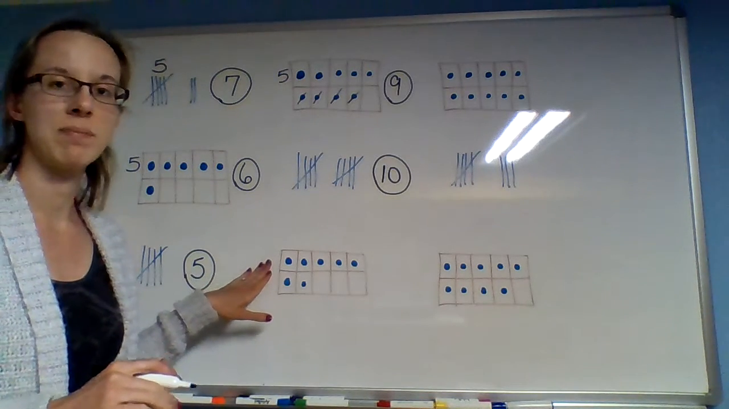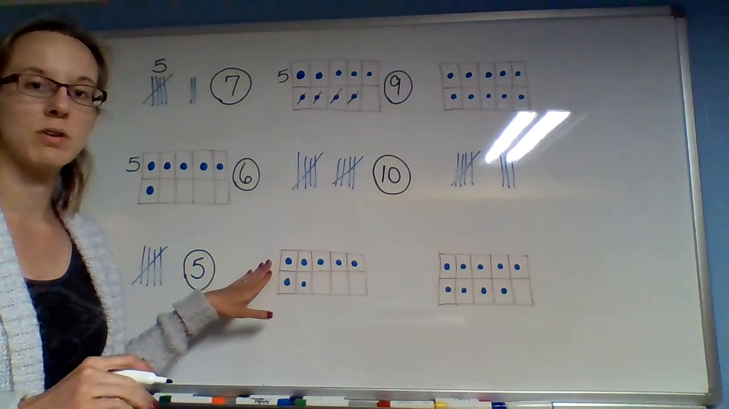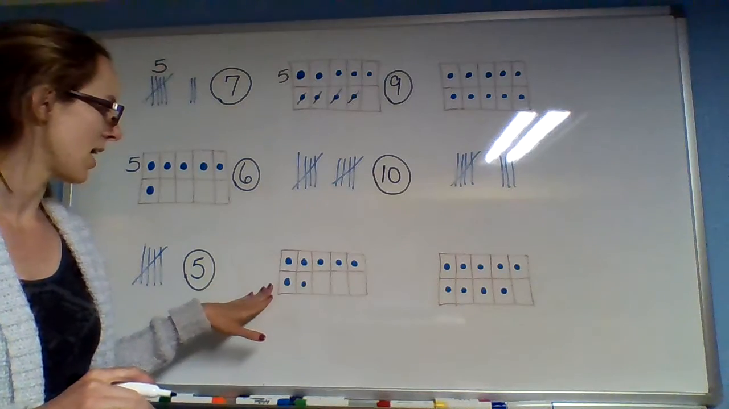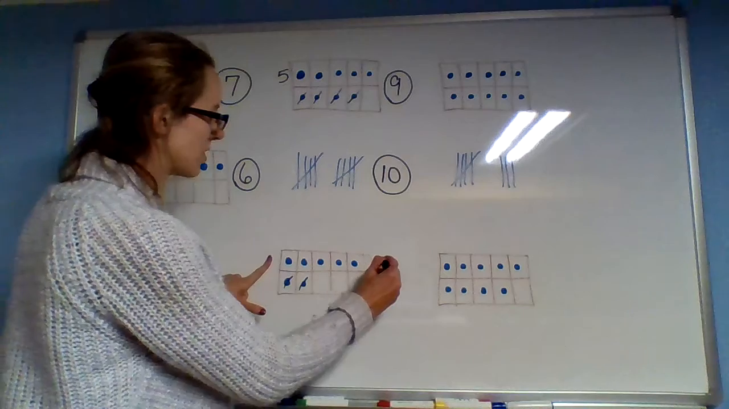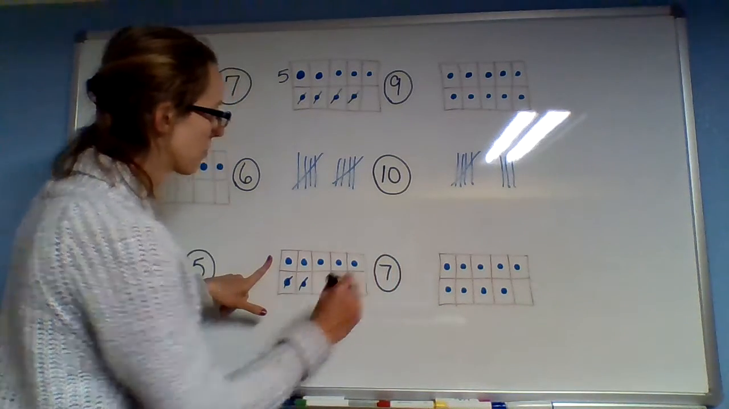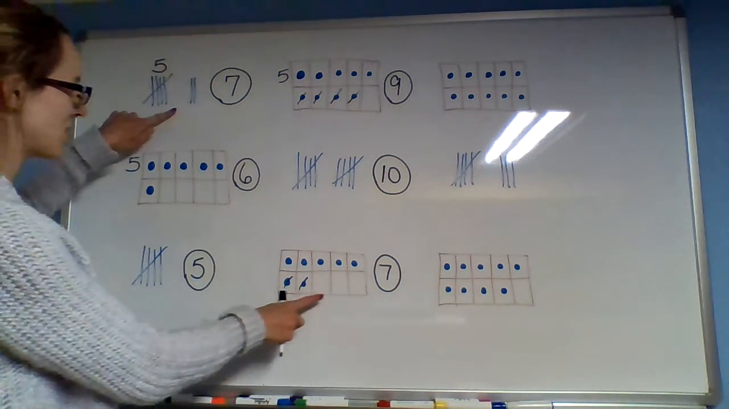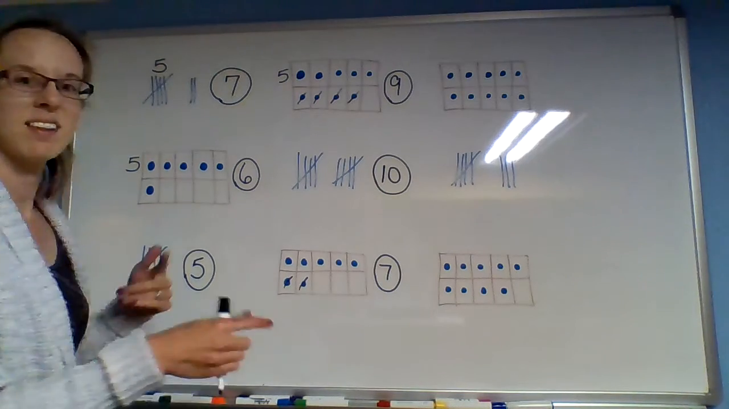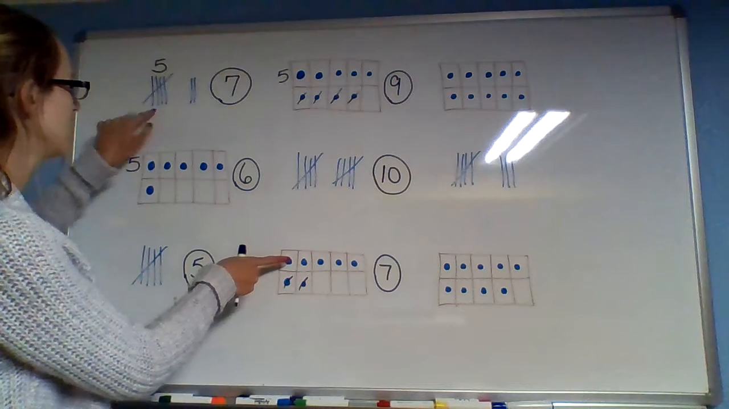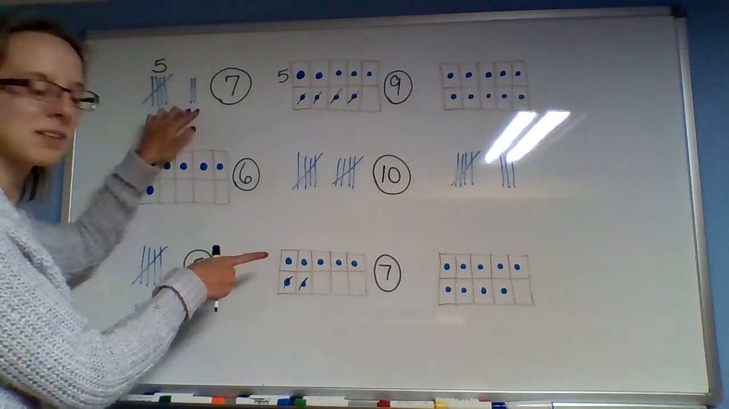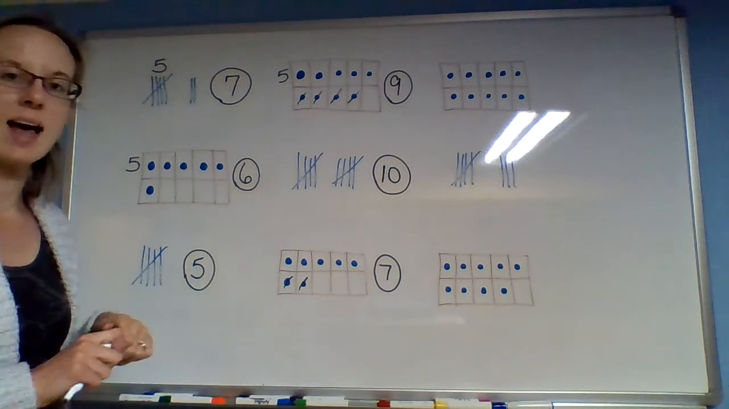Let's try this one. Look across that top row. I have a whole group of 5. Then just add on what's underneath. So 5, 6, 7. I'm seeing now that I've represented 7 in 2 different ways, but they're kind of similar. So here I had a group of 5. Here I had a group of 5. Here I had 2 standalone marks. And here I had 2 standalone dots.